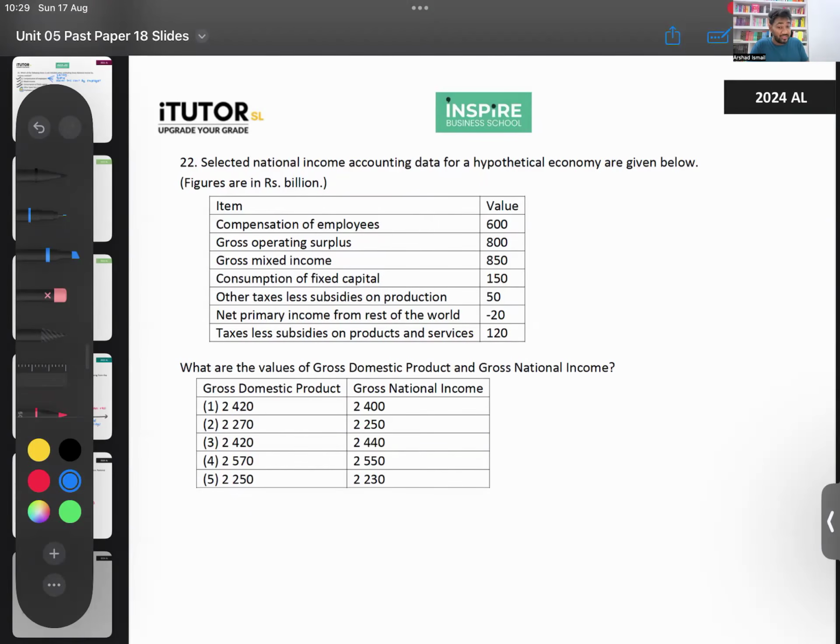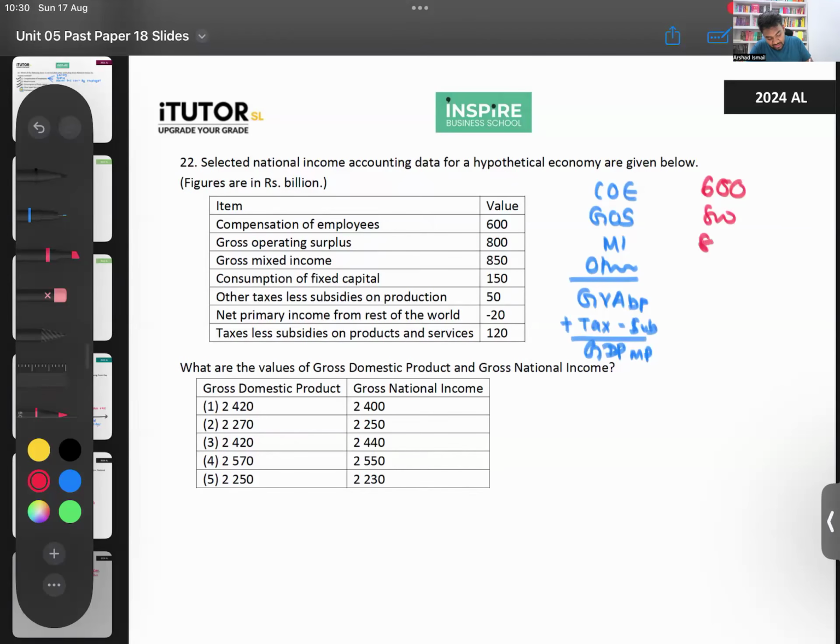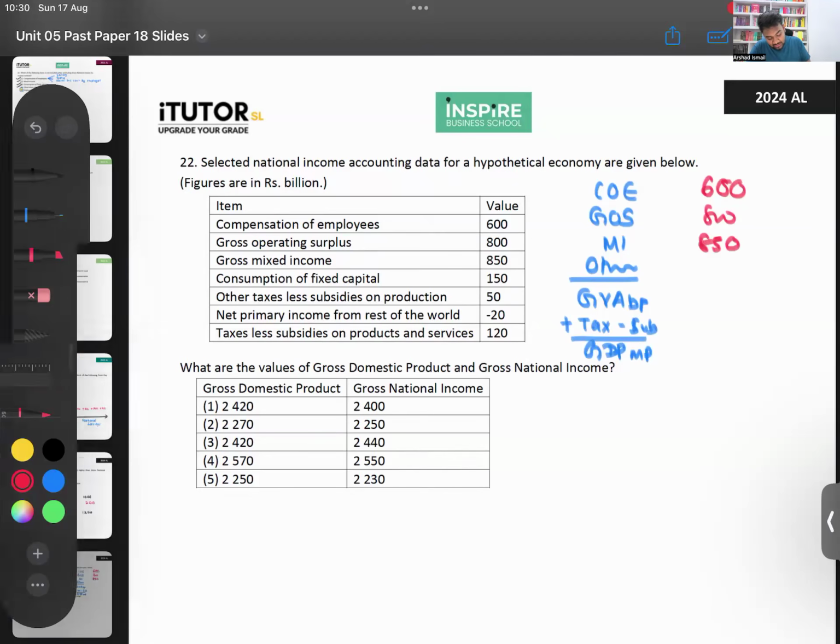So in the income approach, how do you calculate GDP? You have compensation of employees, gross operating surplus, mixed income, other taxes less subsidies on production. You then get GVA at basic price. To this, if you add taxes less subsidies on products, you get GDP. So how much do we get? Compensation of employees 600, gross operating surplus 800, mixed income 850, other taxes less subsidy on production is 50.